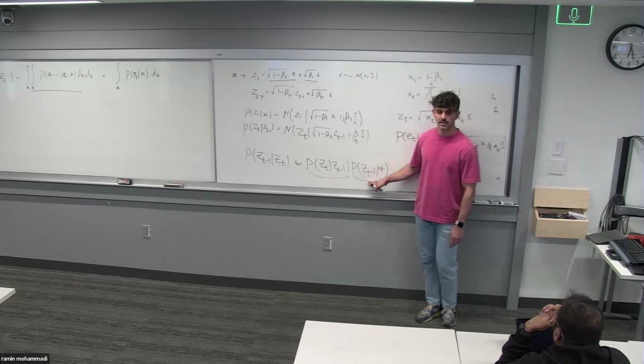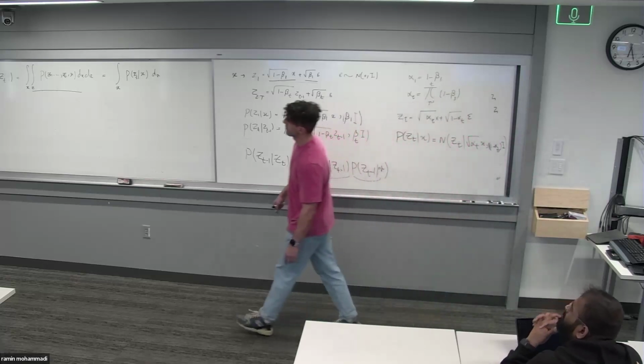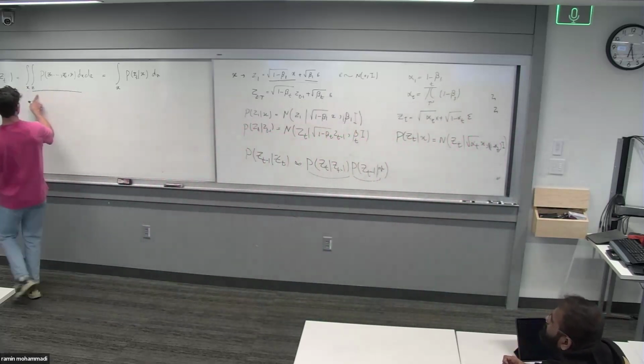I didn't really understand how that final equation, the second equation, went to the third equation. How did this go to this?